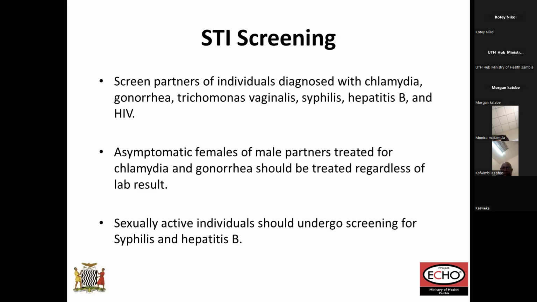Sexually active individuals should undergo screening for syphilis and hepatitis B. So if on a routine basis you wanted to just screen individuals who are sexually active, you would screen, of course, HIV as well. And then syphilis, because syphilis can remain silent. Someone may acquire the infection, but they will never have any symptom. So they may live with it until it presents as neurosyphilis or tertiary syphilis. And then hepatitis B, the consequences are known, liver cancer and other things. Of course, it's good that there is a vaccine for hepatitis B, but not so many people are vaccinated.